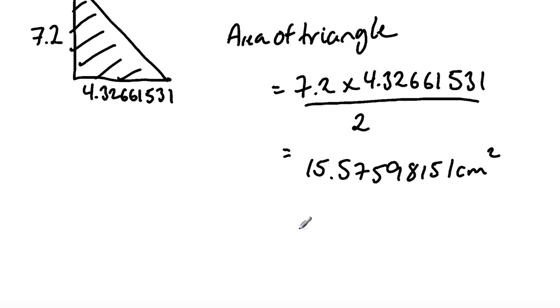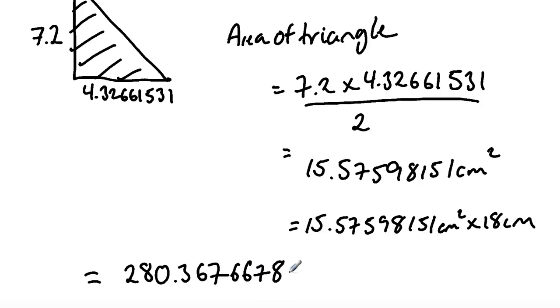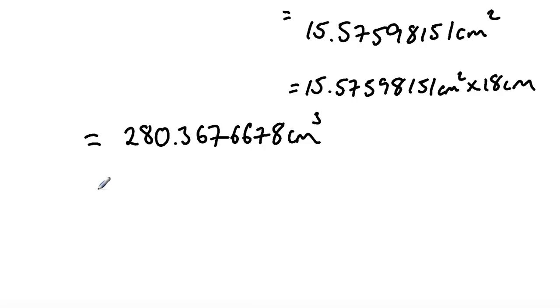centimeters squared. Okay, now to find the volume, all we need to do is multiply it by the width. So 15.57598151 centimeters squared times 18 centimeters, which equals 280.3676678 centimeters cubed. The answer says that we need to round it to three significant figures. So the final answer is 280 centimeters cubed. That's your final answer.